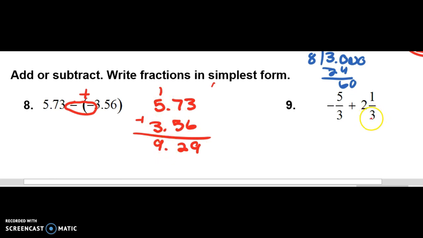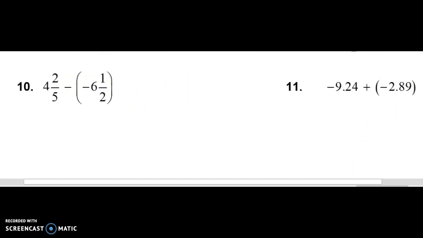Here, first of all, I want to make sure that I see this negative out in front. I'm going to change this to an improper fraction by doing my C method. 3 times 2 is 6, plus 1 is 7, so this is 7/3. So I have negative 5/3 plus 7/3, which is going to give me an answer of 2/3. Let's move down a little bit now.